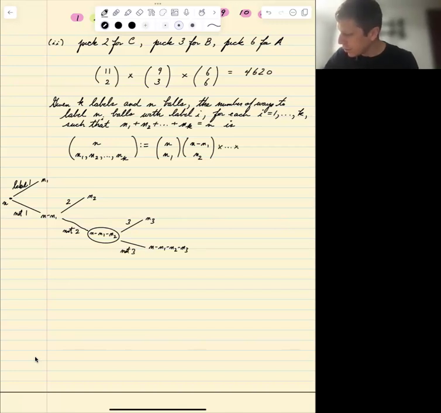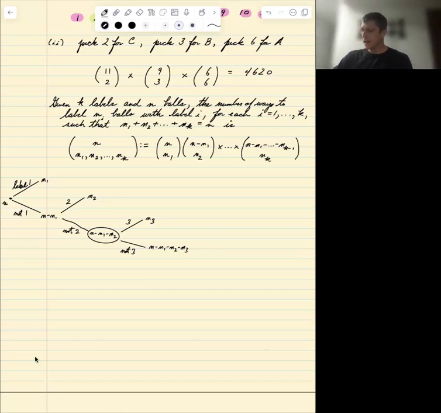So it goes all the way down to n sub k. At the end, we're going to have n sub k left. So we're going to have n minus n1 minus ... n sub k minus 1, choose n sub k. Okay. So that's our answer.